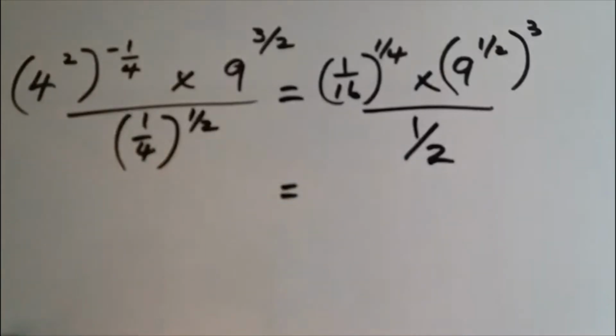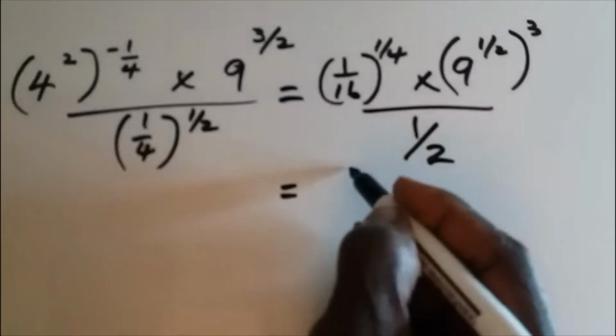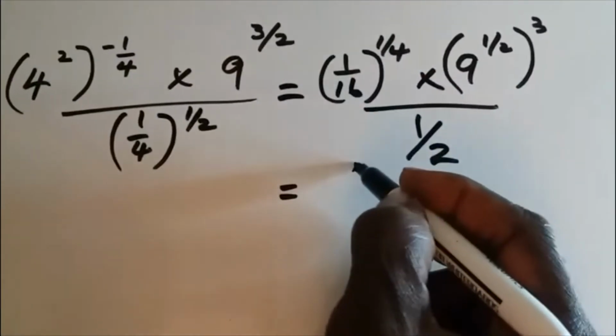Our next step is to evaluate the fourth root of 16. We know the fourth root of 1 is 1. The fourth root of 16 is 2, because 2 times 2 times 2 times 2 is equal to 16. So this evaluates to a half in the numerator.